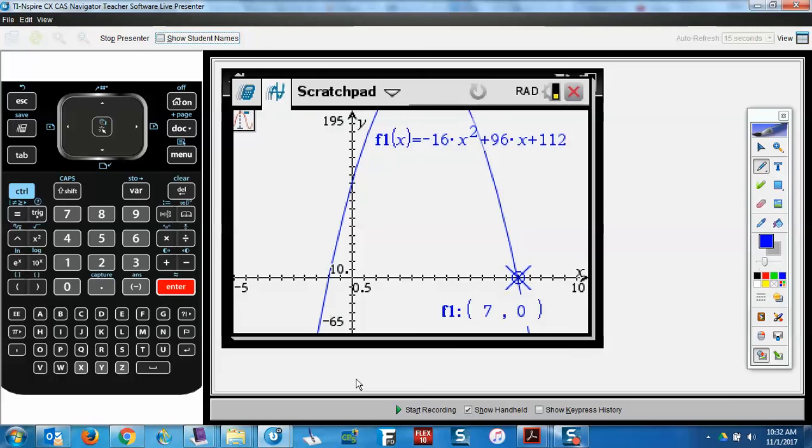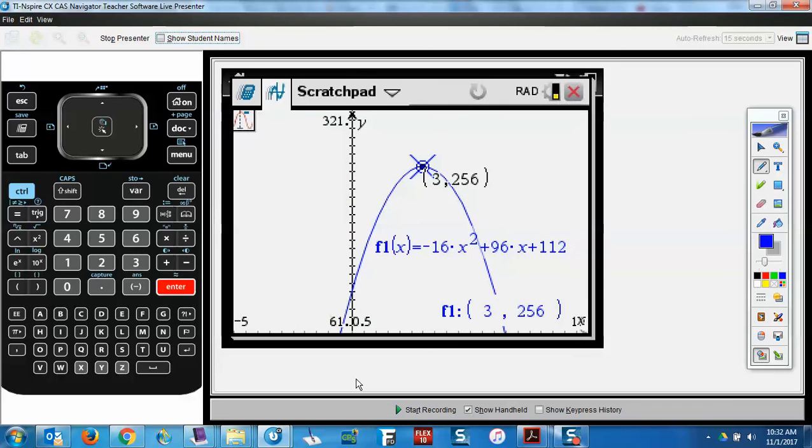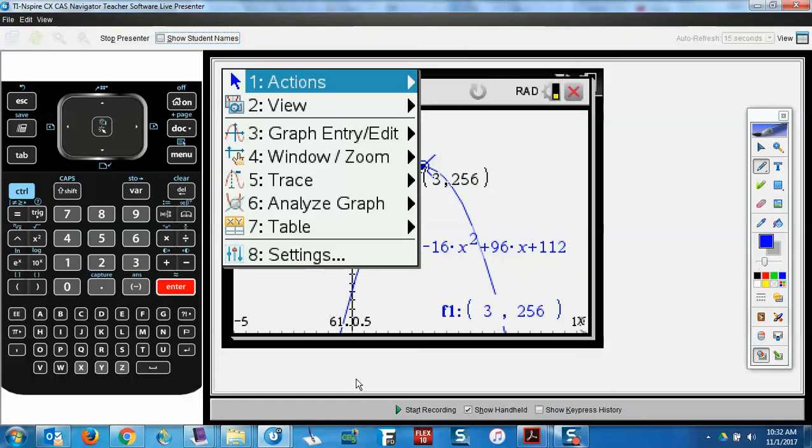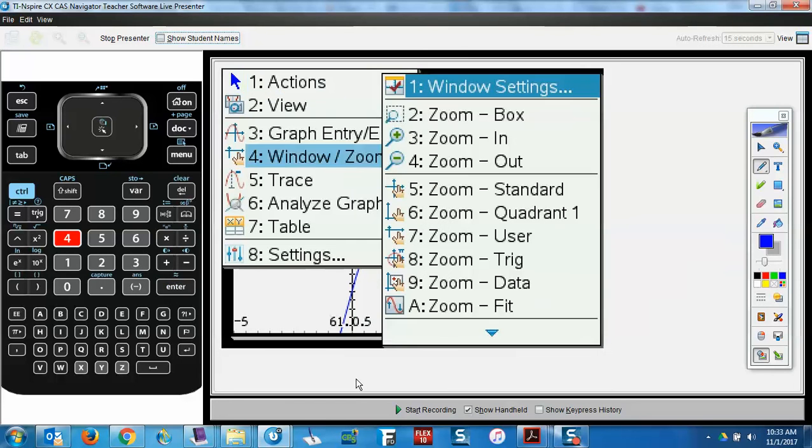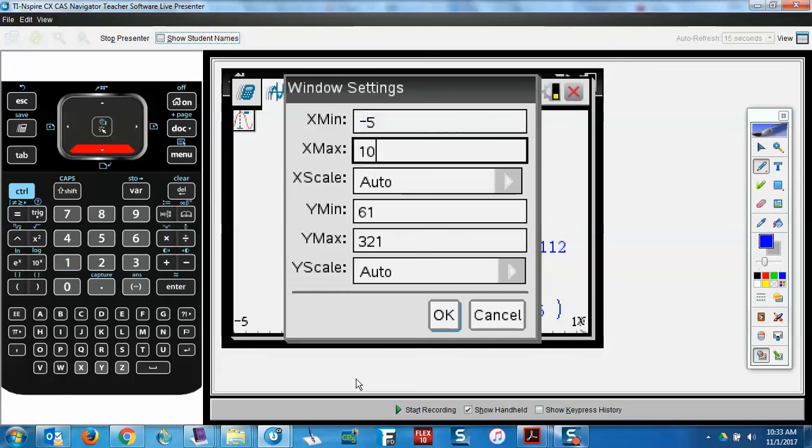And so now I can ask a couple things. I can say, how high did the ball get? And then your answer is what? 256 feet. When did the ball get to its highest height? 3 seconds, right? Or whatever the units are. So you've got to understand what the x stands for, what the y stands for. When does the ball hit the ground?